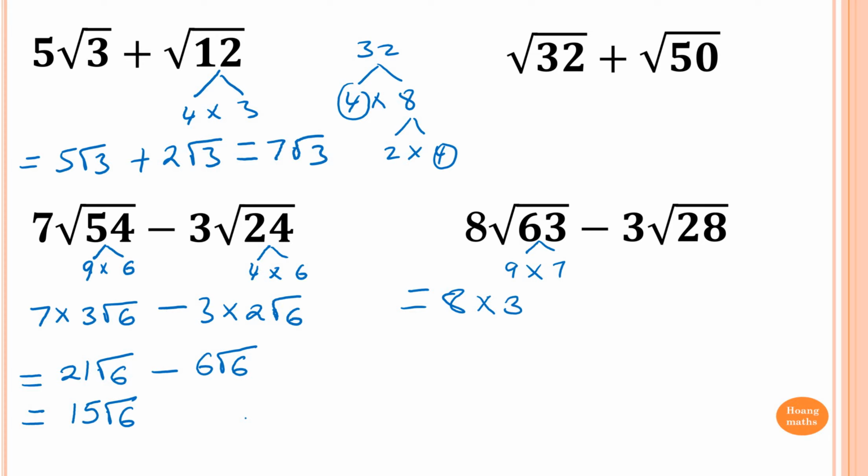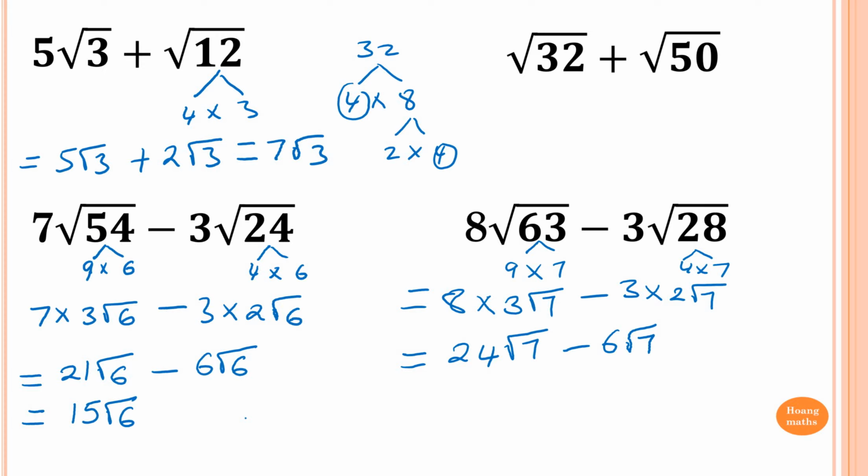Square root 9 is 3, right? Very good. Okay, now this one: minus 3 times square root 28, and 28 is 4 times 7. So that means 2 square root 7, because square root 4 is 2, so 2 root 7. Then 8 times 3 is 24, and then square root of 7 minus 6 square root of 7. Now 24 minus 6, then add 4, is 18, so 18 square root of 7.